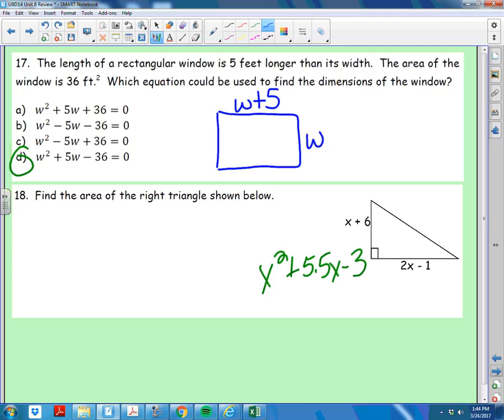And it tells you that the area is 36. Well, to find the area, it's length times width. So what you have is W times W plus 5 equals 36. That's your area formula. Area equals length times width.